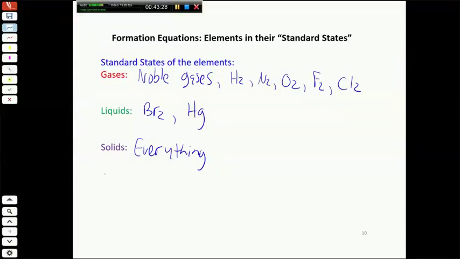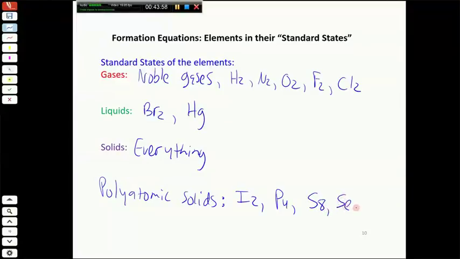The only other ones to be aware of is that there are some solids, specifically in the nonmetals, that also are polyatomic, meaning that they don't exist as individual atoms, but they exist as polyatomic molecules. So the other halogen, I2, is also diatomic. So all the halogens are diatomic, F2, Cl2, Br2, I2. They just have different states of matter. And then the other elements that are polyatomic are phosphorus, which the standard state is P4. And then sulfur and selenium are S8 and Se8. They're octanuclear. Okay, but they're all solids. So those 4 elements are solids, but they exist as polyatomics.